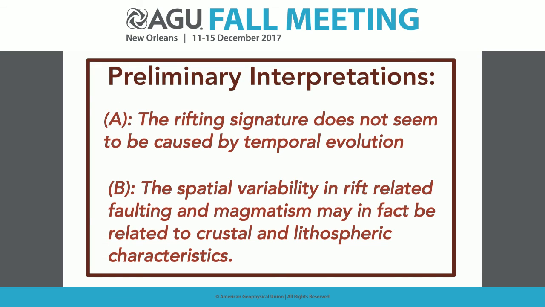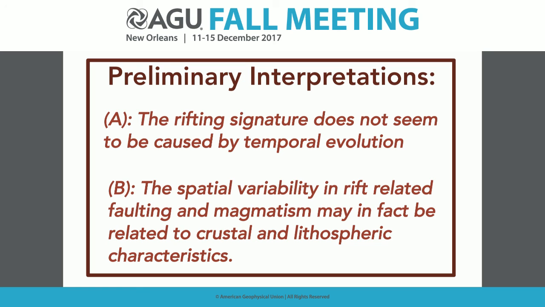So from this data, my preliminary interpretation, going back to that question of whether we had synchronous initiation or a northward propagation, is that the rifting signature between these 3 segments does not seem to be caused by temporal evolution from the south to the north, and that it's much more synchronous in terms of fault activation and magmatism. And maybe the spatial variability between these 3 segments is potentially related to crustal and lithospheric characteristics.